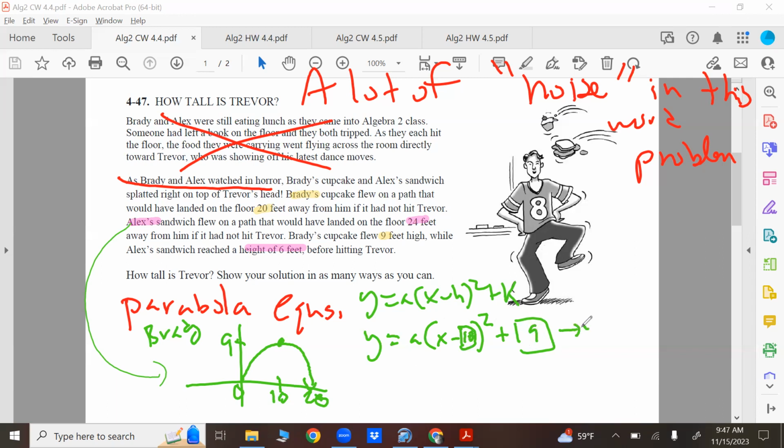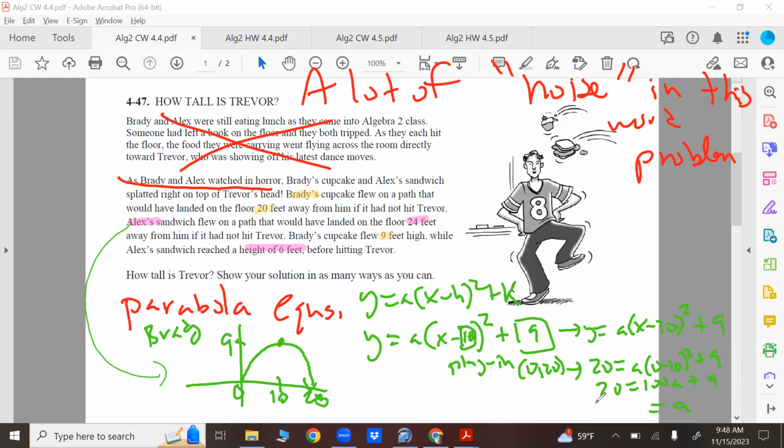So let me write it out more neatly. a(x minus 10) squared plus 9. However, we're not out of the woods yet. We've got to figure out a. How do I figure out a? So how would I solve it? Yeah, plug in. We could plug in 0, 20, because that's another point that you know. So 20 equals a. You could plug in 0, 0 also. That would have worked just fine. 20 equals 100a plus 9. If you solve for a, you should get.